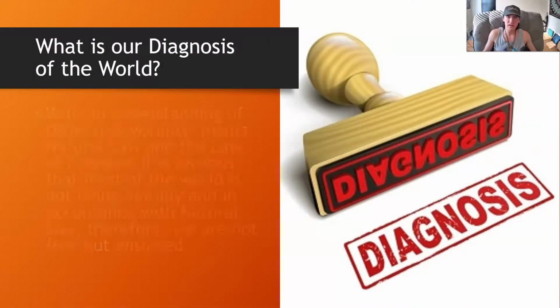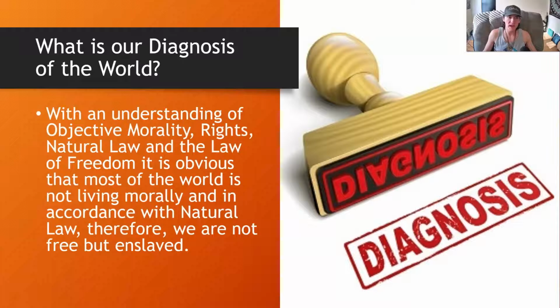So, what is our diagnosis of the world then? After having an understanding now of objective morality, rights, natural law, and the law of freedom, I would say that it is very obvious that most of the world is not living morally and in accordance with natural law. Therefore, we are not free, but enslaved. That's the biggest lie that anyone could be telling themselves nowadays, living anywhere in the world, even America, but especially in other countries, that if you think you're free, you are lying to yourself.